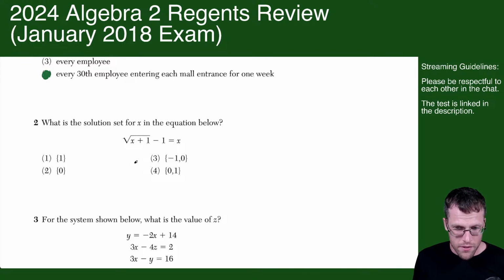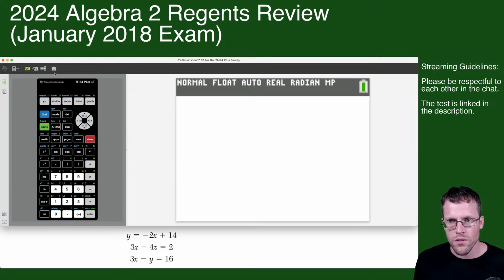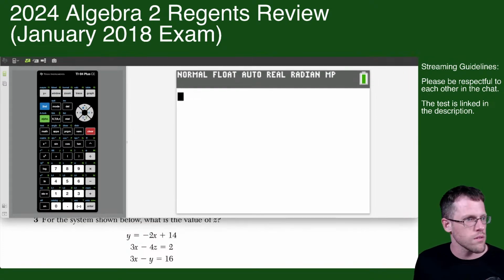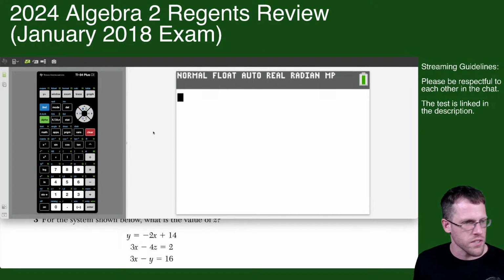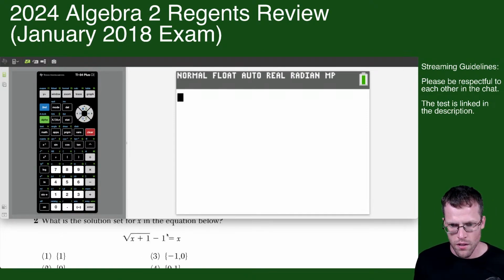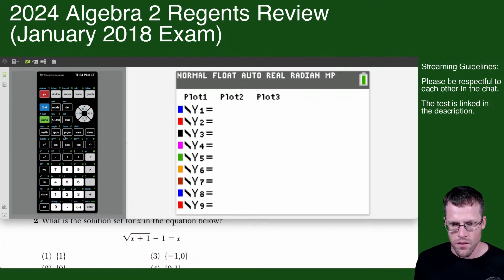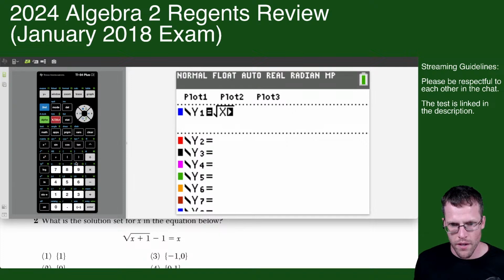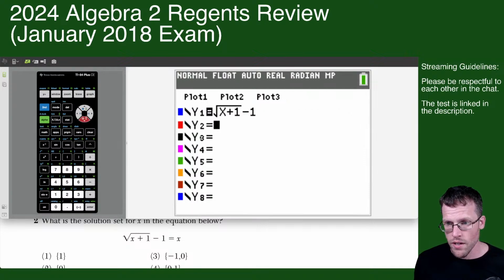All right, so I'll show you the algebra and I'll show you the calculator. So how do I do this on the calculator? Let me just move this so that I'm not wasting any space. If I go to y equals, for the left side I put square root of x plus 1, then press minus 1. That's the left side. And then the right side of the equation, I just write x. Now I press graph.